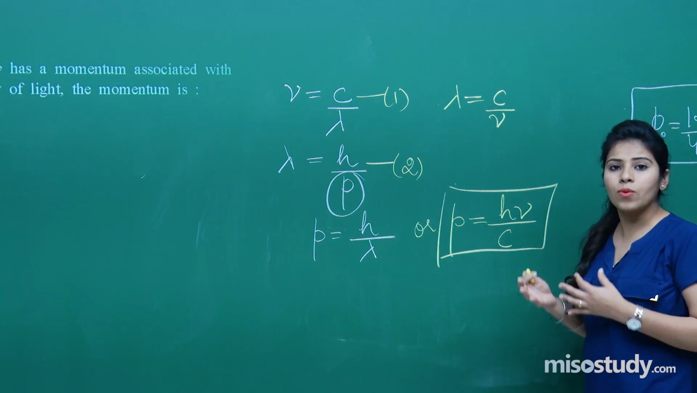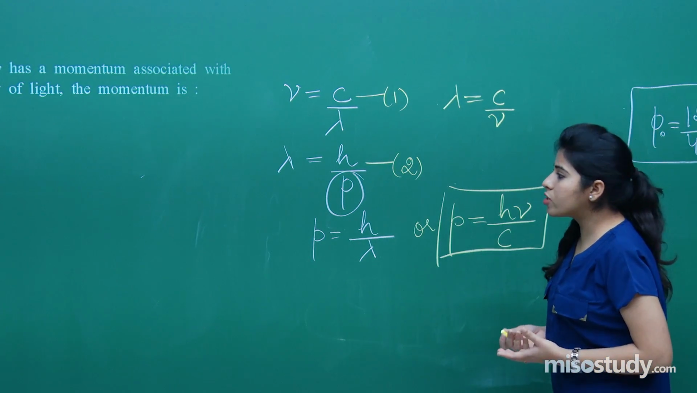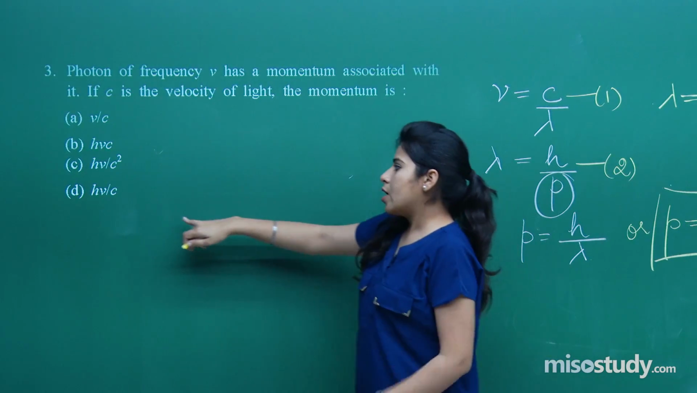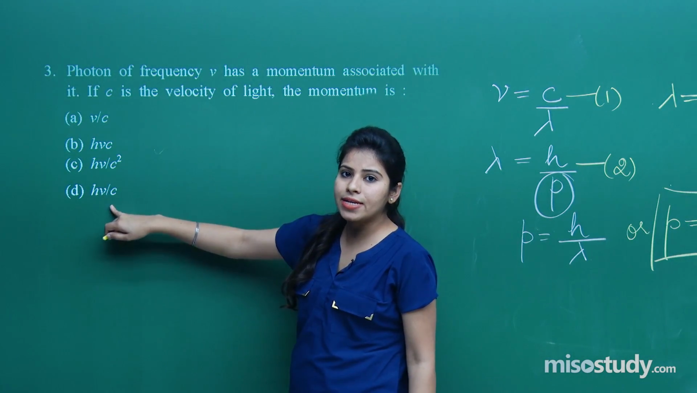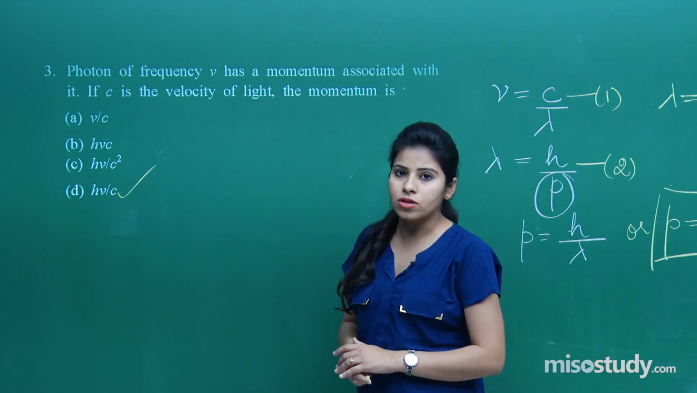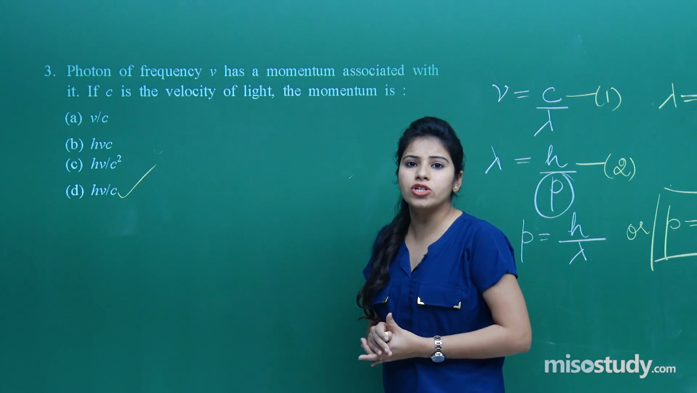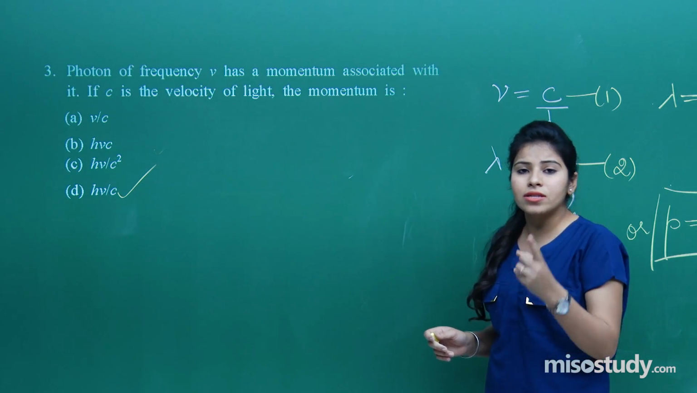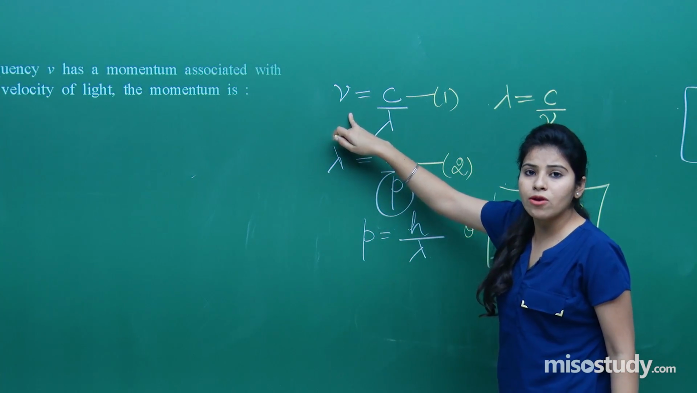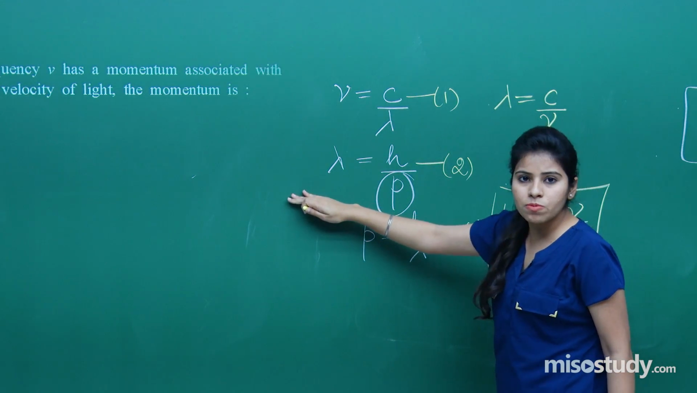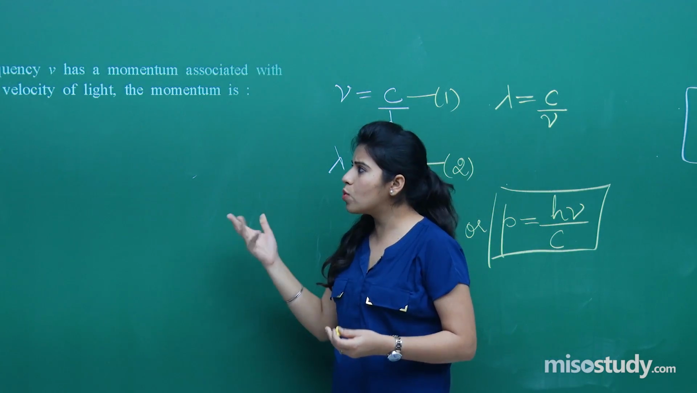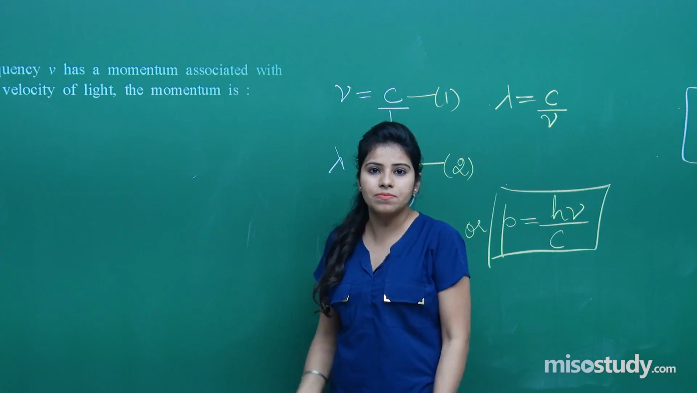Now let us see whether there is any option in the question. The answer is h nu by c. Is there any option? Yes, option D says h nu by c. So this is your correct answer. How simple this question was. I was telling you that the basic things you should know are how to convert frequency into wavelength and what the relation between wavelength and momentum is. These are just small things that you should know, and you can do the JEE Main question.